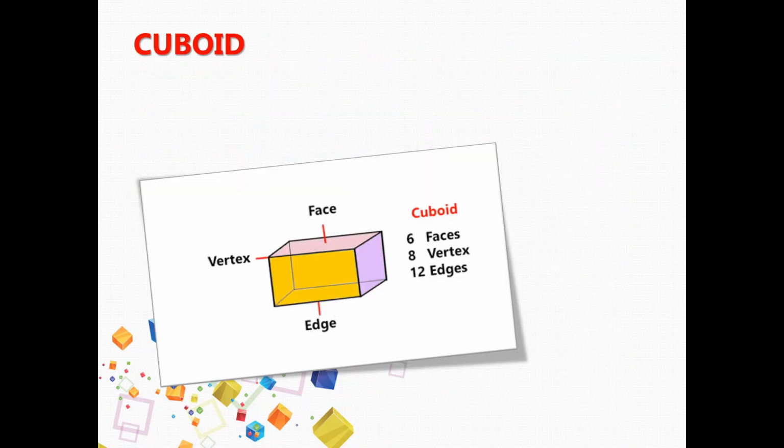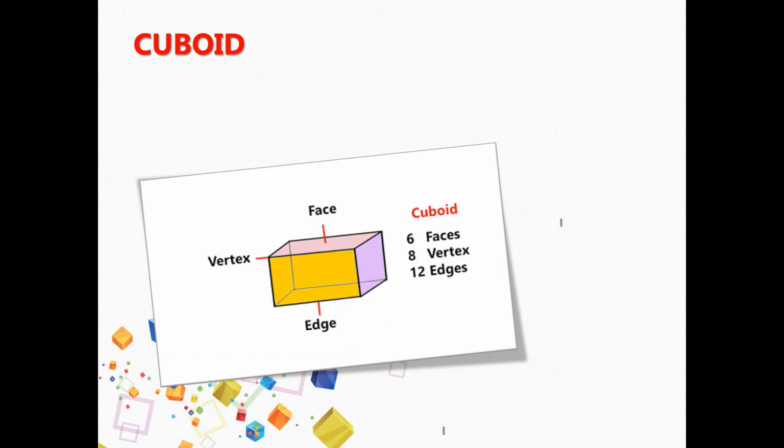So till now we have learned what are faces, what are vertices, and what are edges. We have also learned how we can count the faces, the vertices and the edges of a cube. Now I will be showing you some other shapes, and you can pause the video and try counting and matching the faces and the vertices, and check whether the information shared with you is correct or not.